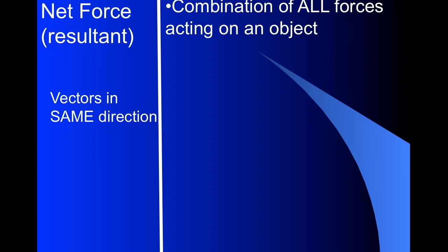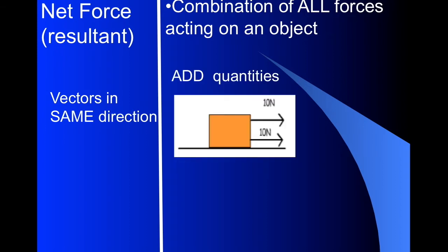Vectors in the same direction. So if you have vectors, quantities that are going in the same direction, all you have to do is add them. So for example, you have an object that is either being pulled or pushed at 10 newtons, and there are two sets of 10 newtons. So your total would be 20 newtons, and that would be the net force that is acting on that object.